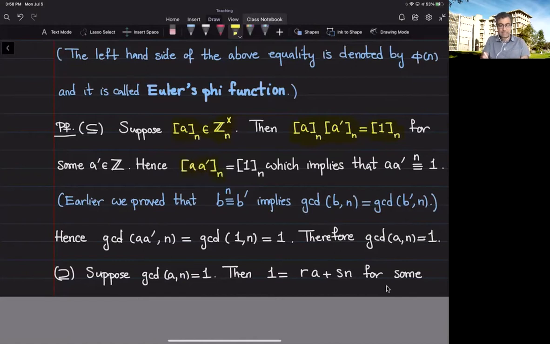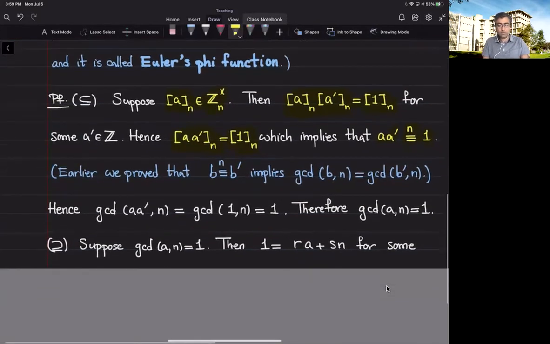So that means some representative that's a multiple of A can represent the residue class of 1. That means that A times A prime is congruent to 1 modulo n. These two residue classes are equal if and only if these two representatives are congruent modulo n.